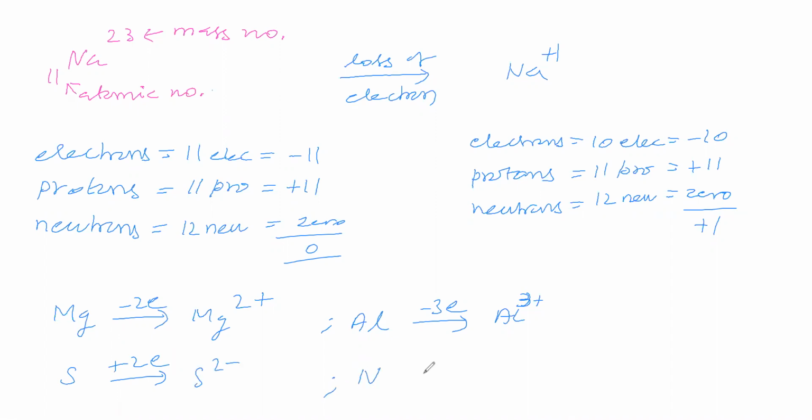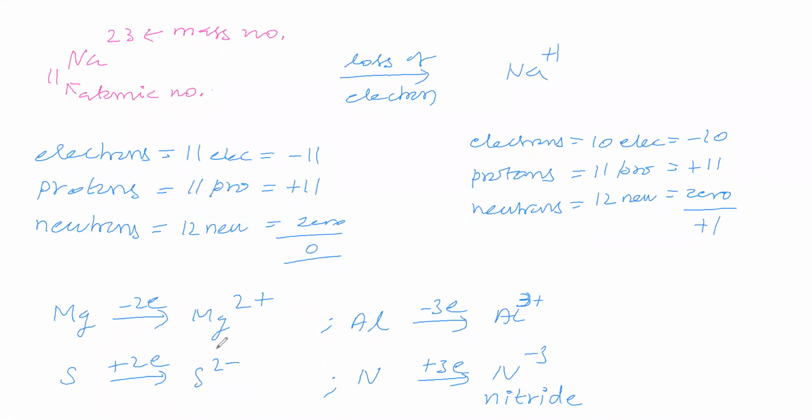Nitrogen is able to gain 3 electrons. So what charge will it get? It will get minus 3. Nitrogen having minus 3 is called nitride. So what is an example for this? We'll see.